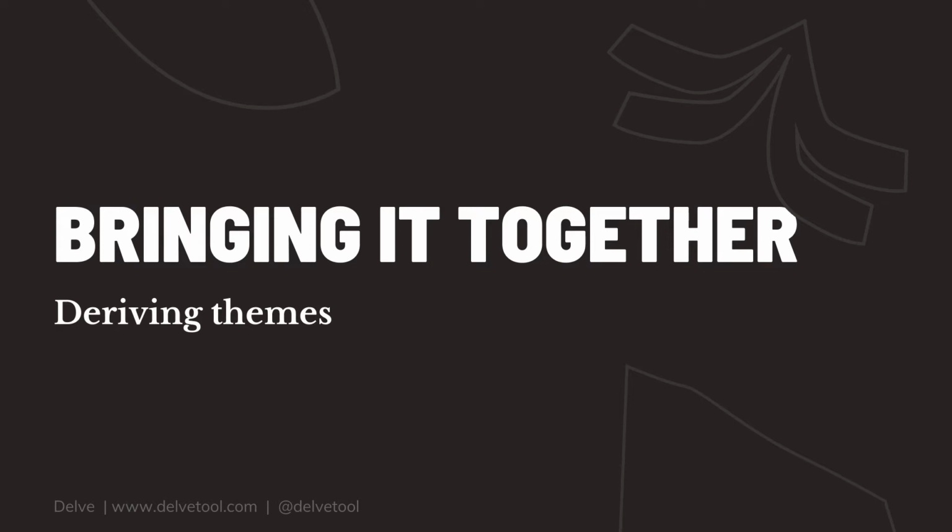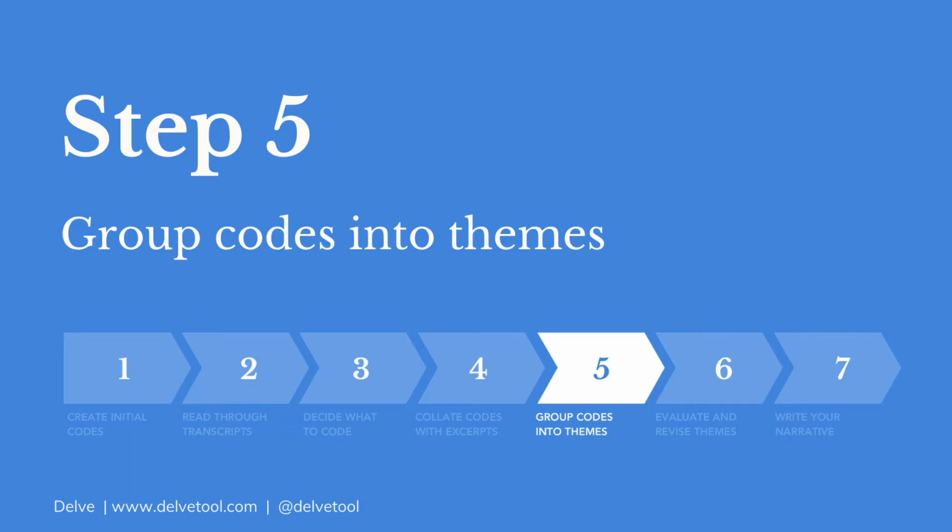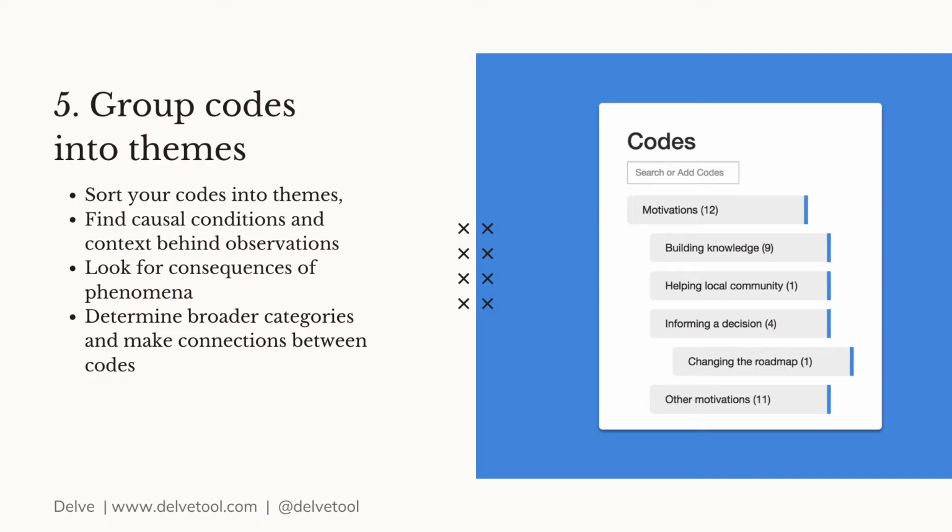Now that you've done some coding, let's talk about how to bring it together. We'll take the codes that you created and group them into themes. Grouping codes into themes is all about finding ways that codes can be grouped together. You want to group together similar codes or codes with some sort of relationship with one another.